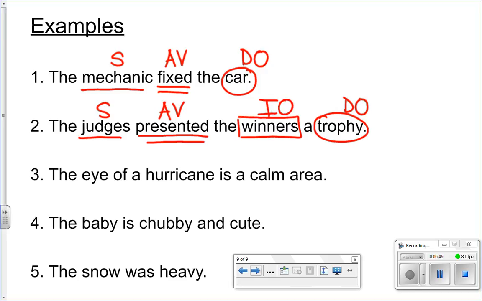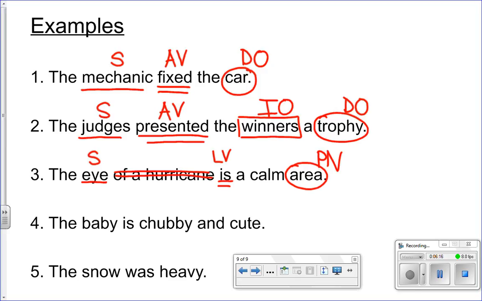For number 3, the subject is I. It is not of a hurricane or hurricane because that is a prepositional phrase, and prepositional phrases cannot contain subjects. So I is the subject. Our verb is the word is, which is a linking verb. We need to look for a word in the predicate that either renames or describes the subject. Area is a noun. It is a predicate nominative.